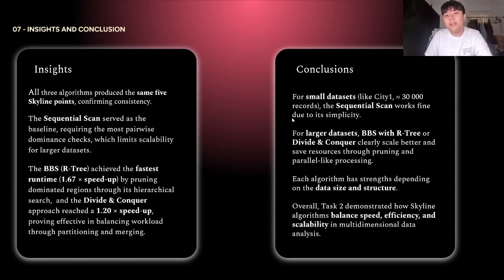So in conclusion, for small data sets, the sequential scan still works fine. But I've researched that sequential scan really doesn't work with real-life data sets, because relatively, this 30,000 is huge, yes, but relative to the real world, it's little. And of course, for larger data sets, BBS and divide and conquer would scale better. So yeah, that's all. That's for task two.